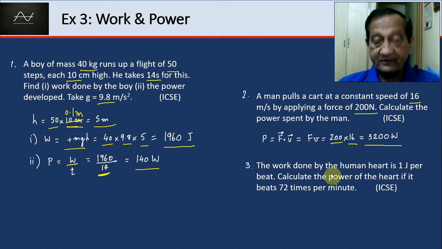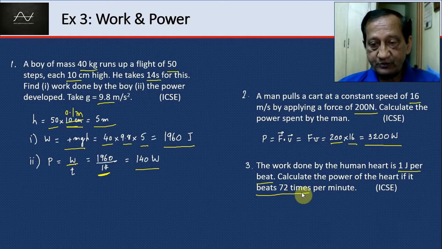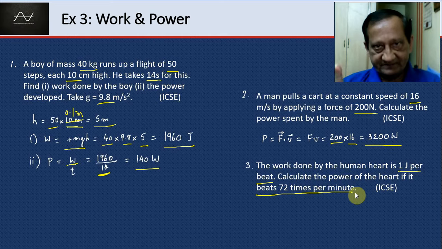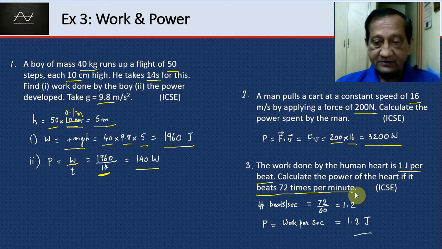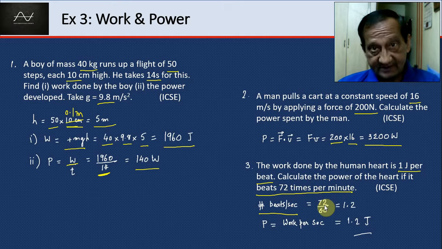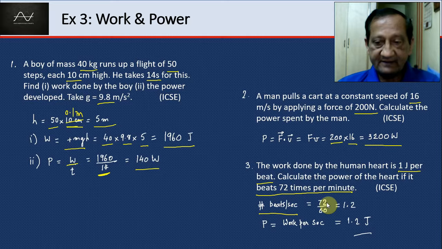Third, the work done by the human heart is 1 joule per beat. Calculate the power of the heart if it beats 72 times in 1 minute. Work done is 1 joule per beat. If you want to know the power, you have to see how much work is being done per second. So, number of beats per second: 72 beats in 1 minute, that is in 60 seconds. So, number of beats per second is 72 by 60, 1.2.